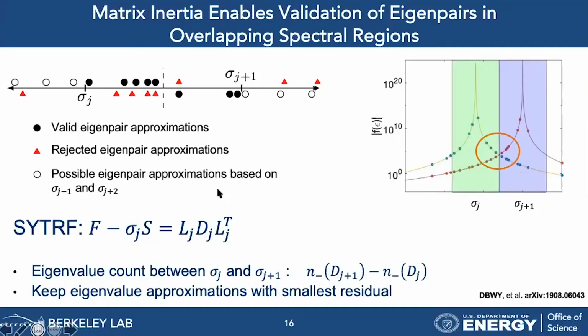So what we do is we take two adjacent spectral shifts, we get all the approximations in those bounds, and we compare that to an exact count of eigenvalues in that spectral bound, which you can obtain as a byproduct of the triangular factorization that we had to do to solve the linear systems. So it's just the difference of the number of negative diagonal elements of these diagonal matrices that we're able to obtain from the LDLT factorization. And if we have more eigenvalues than what's in that bound, we throw away the ones with the largest residual. That seems to be a pretty reasonable thing to do.